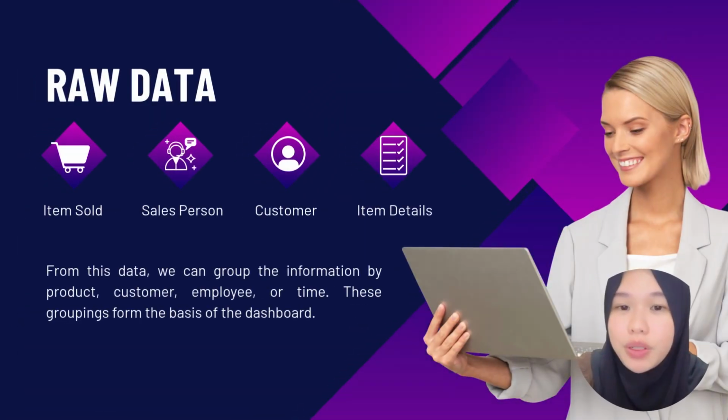Now we move on to the raw data. The data that we use includes information such as item sold, salesperson name, customer details, and item information. From this data, we group this information into product, customer, salesperson, and time. This grouping is what forms the base of our dashboard. It is meant to spot sales trends and also monitor performance.